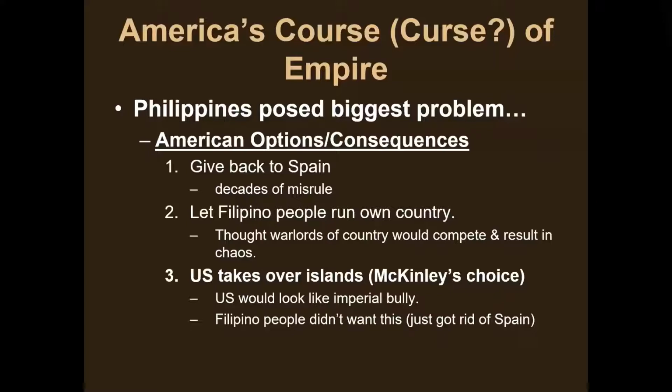Downsides of this is the United States is going to look like an imperial bully. We're essentially just replacing Spain with the U.S. And for that reason, the Filipino people don't want the U.S. there. They want to be free and independent. And we'll talk about later in this class, they eventually do get that, but it is not for 45 plus years.